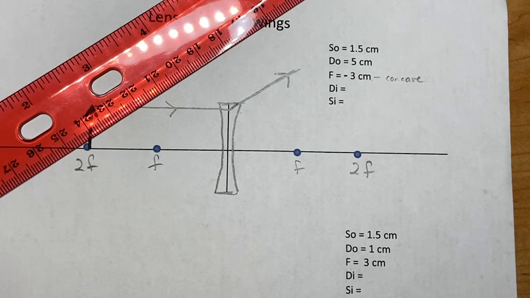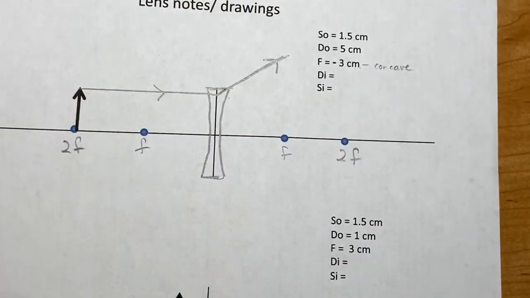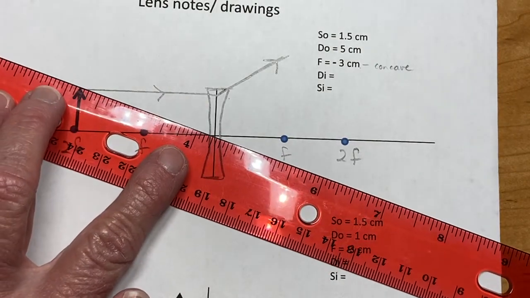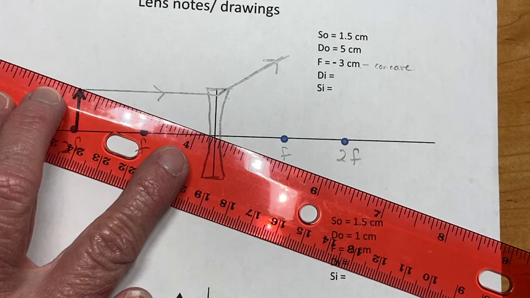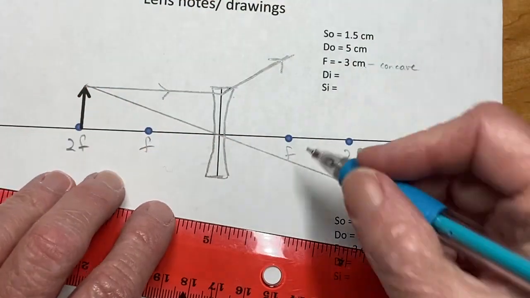Now, it's a little easier than mirrors because the second ray literally just goes through the center. Because any ray that goes to the center will go straight, so that way we don't have to bend two of them. So, boom, there we go.